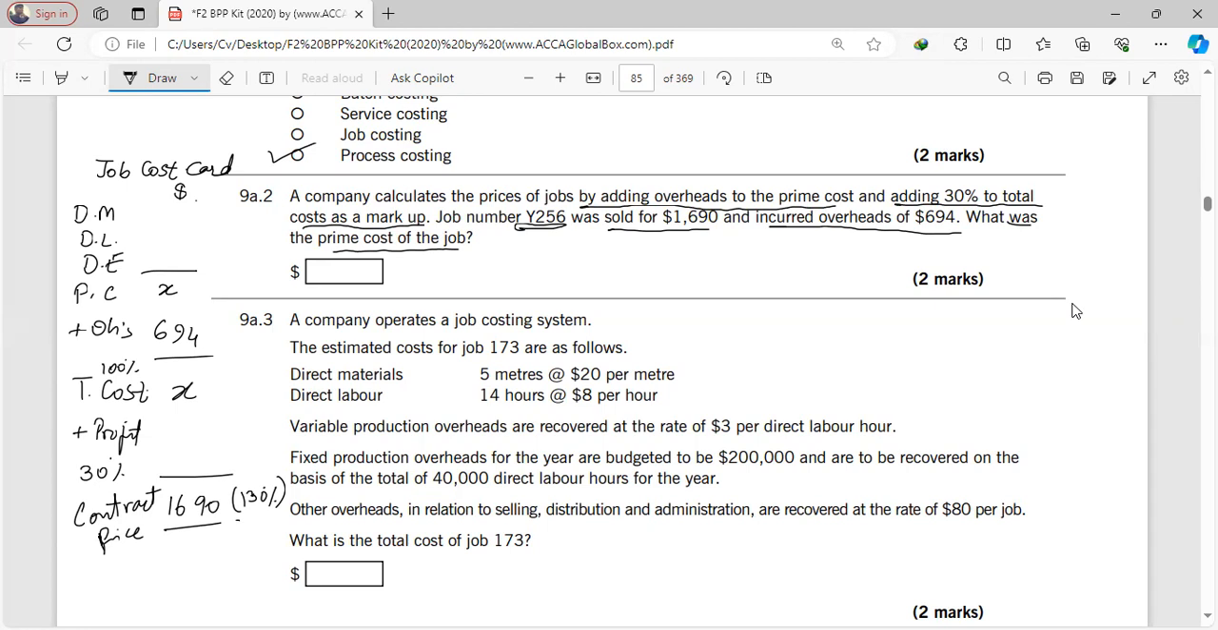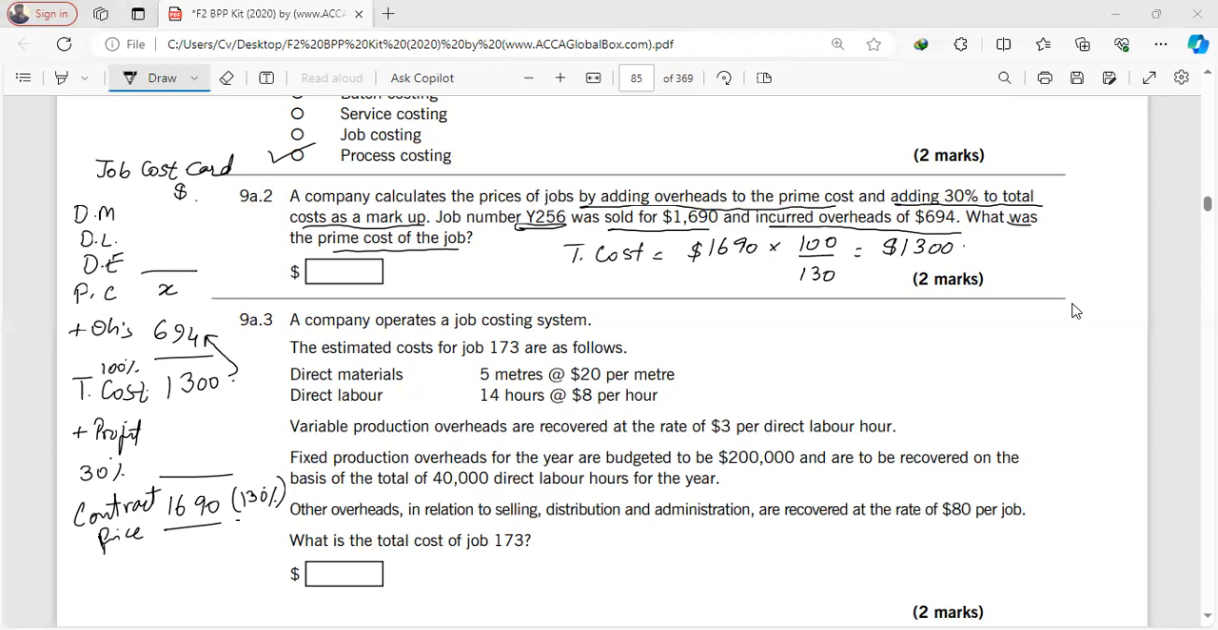How? We will calculate 100% out of this 130%. So 1690 is the contract price, which is representing 130%. We need 100 out of this 130. Any one of you can calculate this amount: 1690 divided by 130, or 1.3 directly. 1300 is the total cost. Now we have total cost of 1300. So now I can erase this X, and here we have total cost of 1300. Out of this 1300 we have overheads of 694.